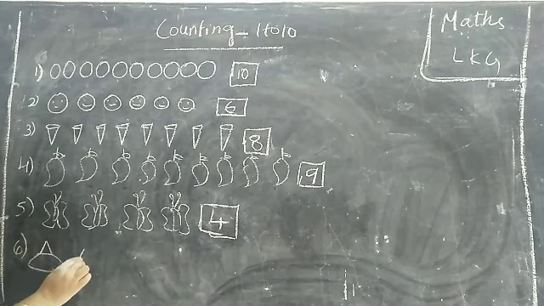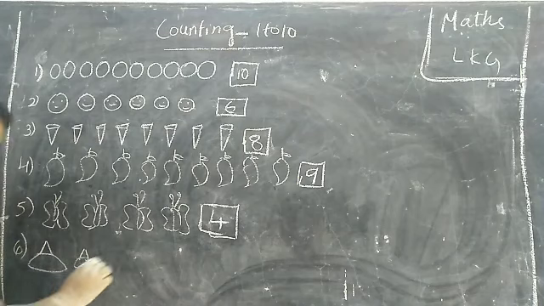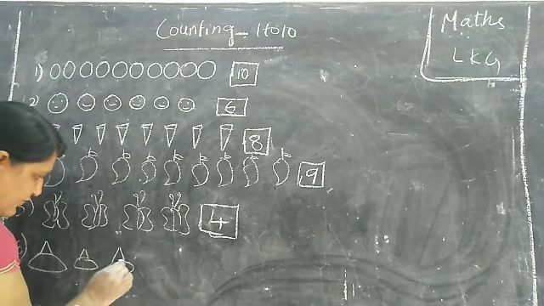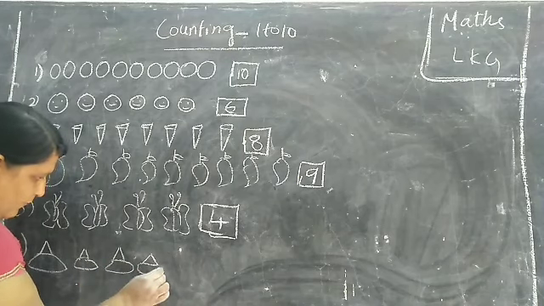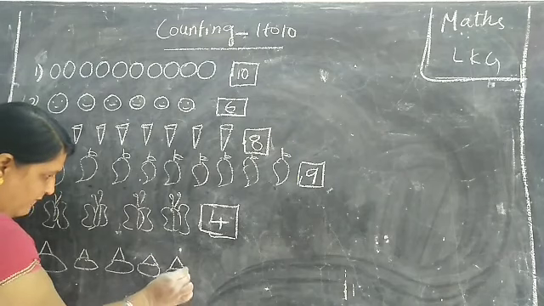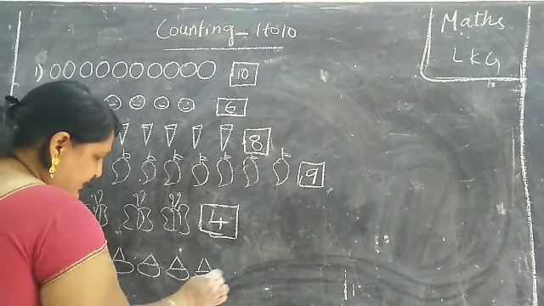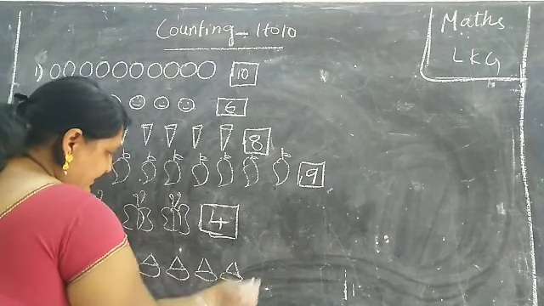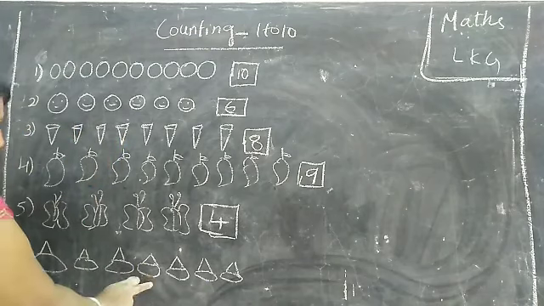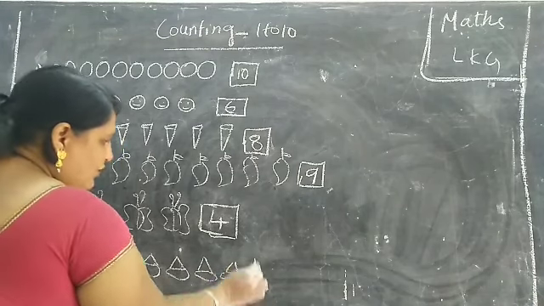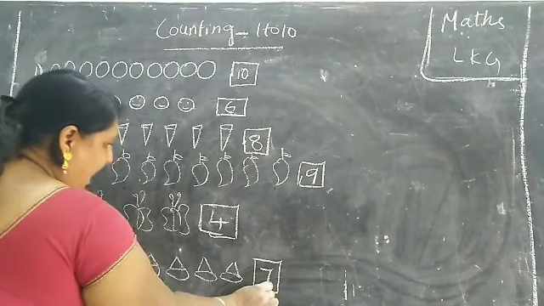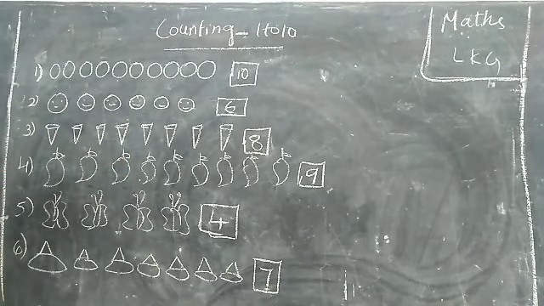So next, hats. 1, 2, 3, 4, 5, 6, 7. 1, 2, 3, 4, 5, 6, 7. So 7 hats. Okay children? Yes. So next.